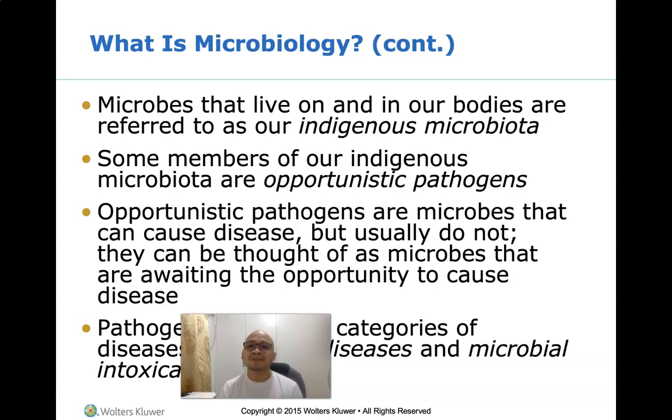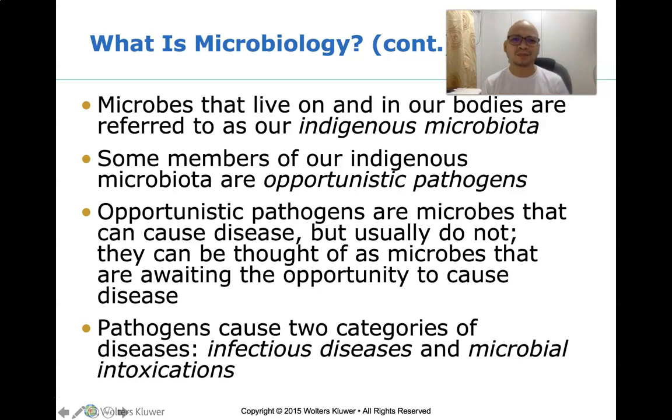So they are considered people who may be at risk of getting opportunistic infections. Opportunistic pathogens are microbes that can cause disease, but usually they do not, for people who have a normal immune system like you and me. But they can be thought of as microbes that are awaiting the opportunity to cause disease. Meaning, they're just waiting for the right moment to inflict disease. Therefore, people who are immunocompromised should be careful. They should be watchful in the things that they're doing. For example, patients who have just received a kidney transplant and are taking immunosuppressive drugs should be wearing masks most of the time.